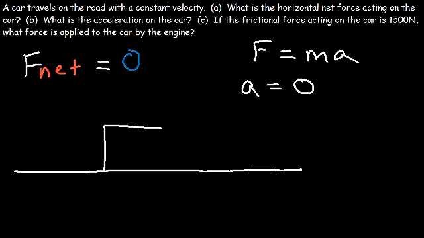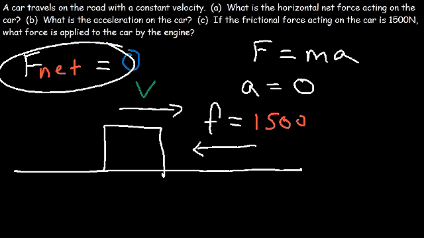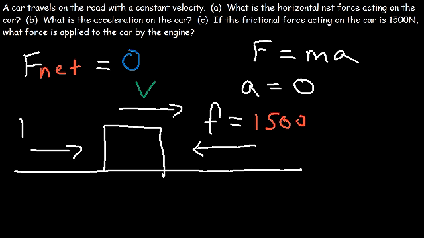I'm just going to draw a box because it's easy to draw, and this box represents the car. So let's say the car is moving to the right. So V represents the velocity, where it's going. Friction opposes motion, so the frictional force is 1500 newtons. Now the net force is 0, which means that the applied force has to be 1500 newtons. These two forces cancel out, so the net force is 0, and therefore the acceleration is 0.